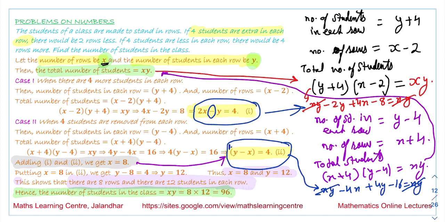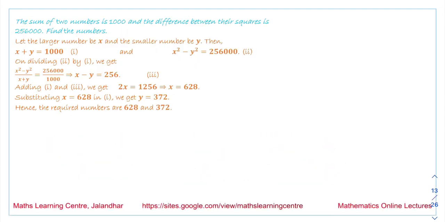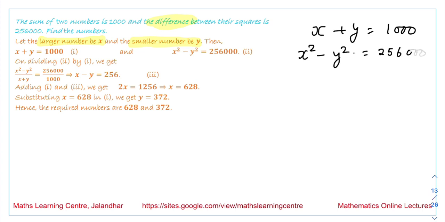The next question we have: the sum of two numbers is 1000 and the difference between their squares is 256000. Suppose the larger number is x and the smaller number is y. Why are we considering it like this? Because we have to consider the difference. So the sum of these two numbers, x plus y, is given to be 1000, and the difference between their squares, x square minus y square, where x is the larger number and y is the smaller number, is 256000.